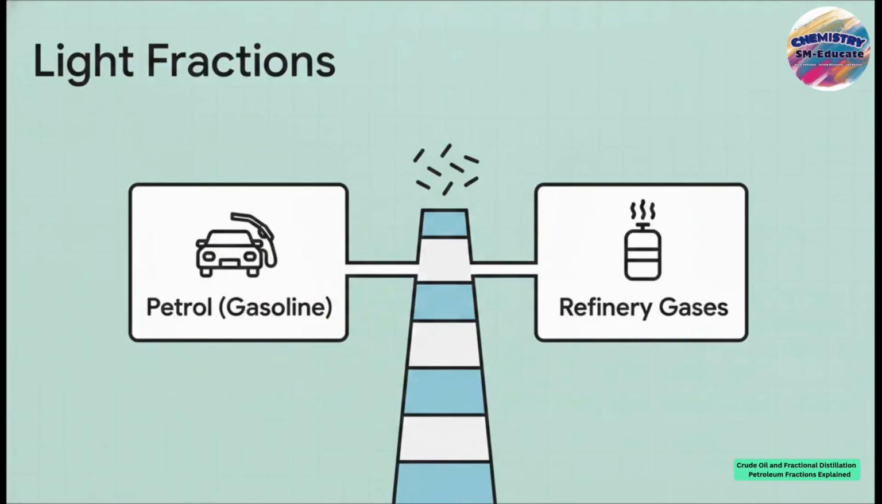Finally, we reach the very top of the tower, the coolest zone. These are the lightest fractions, the smallest molecules with the lowest boiling points. This is where we get petrol or gasoline, which of course fuels the vast majority of the world's cars. But here's something wild. Some of these molecules are so tiny and so light that they literally never condense back into a liquid inside the tower. They just pop right out the top as refinery gases. We're talking things like propane and butane.